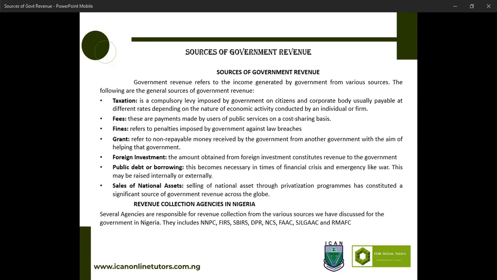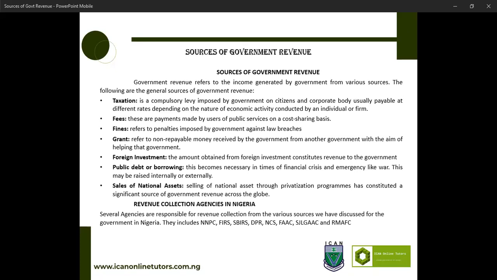We have fees. Fees are payments made by users of public services on a cost-sharing basis. Any individual or corporate entity that receives services from the government or makes use of government property has to make a payment, which is usually known as fees. We have fines. Fines relate to penalties imposed by governments against law breaches. Anyone that goes against the rules and regulations laid down by the government, either of the federation, the state or the local government, is subject to the payment of fines.